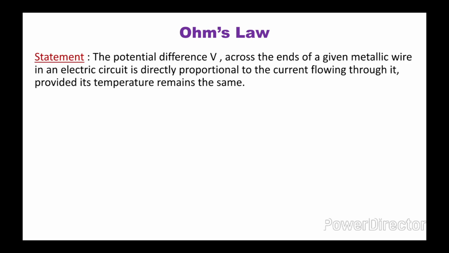What is the statement of Ohm's law? The statement is: the potential difference V across the ends of a given metallic wire in an electric circuit is directly proportional to the current flowing through it, provided its temperature remains the same. So the metallic wire is nothing but a conductor.